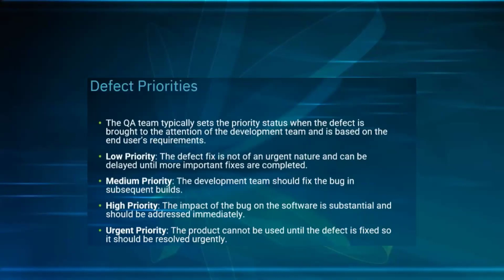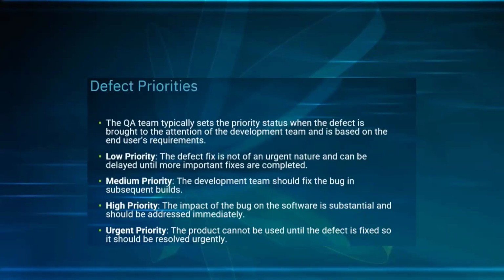Why urgent? Say, for instance, payment processing also fails. Then maybe in this instance, all credit card transactions are not acceptable. That is an urgent bug that needs to be fixed. Very urgent. It says the product cannot be used until the defect is fixed. So it should be resolved urgently. So if you cannot buy it, then you can't use it. And why can't you buy it? Due to an error in the system that is not giving you access to make payment. That's not allowing you to make payments.